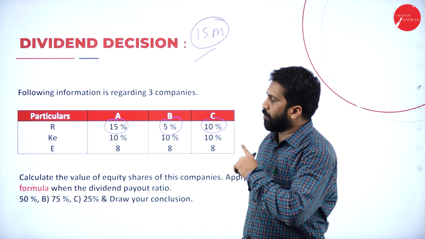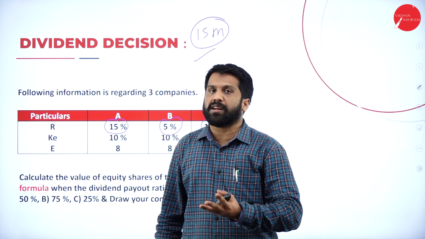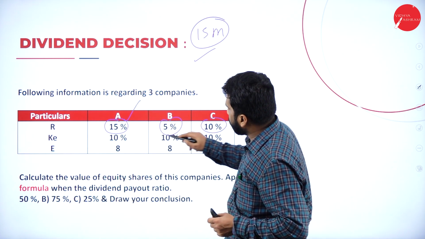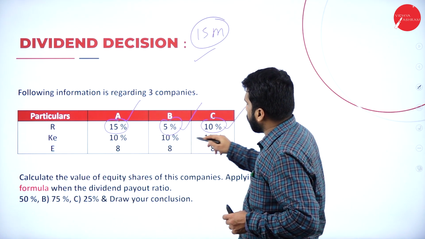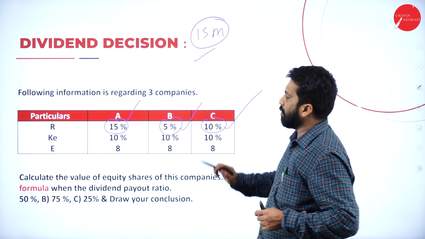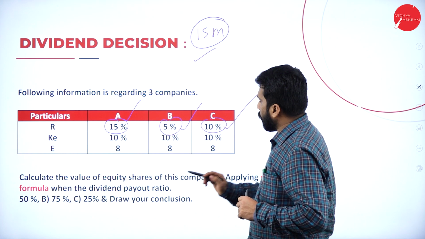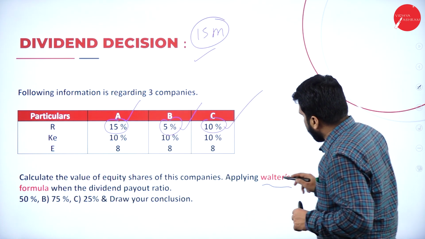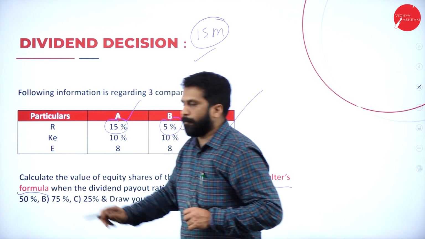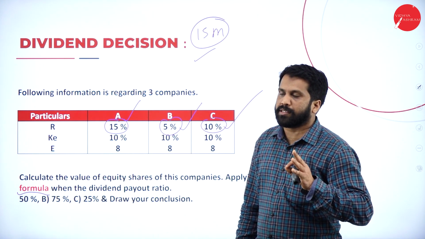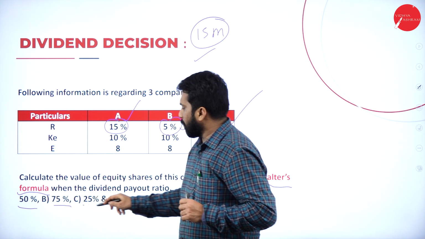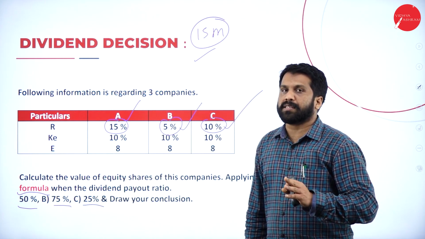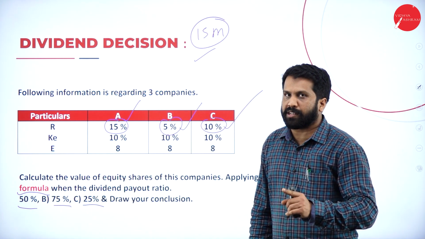So, your problem, you have to find out as per rate of return. Problem number 1, problem number 2, problem number 3. Always your cost of equity will be common and earning will be common. Now, which method are you doing? Walter's formula. And what are the dividends? 50%, 75%, 25% is your dividend. We'll go for Walter's formula.